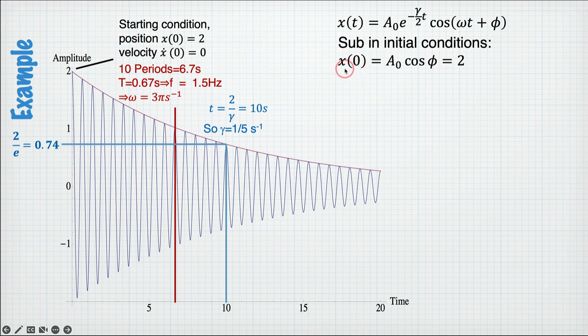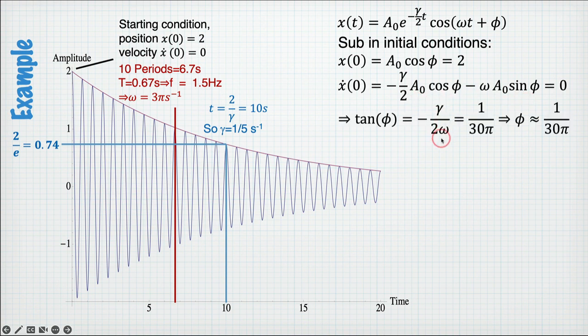So at time equal to 0, the position is equal to 2. So we have A0 cos phi is equal to 2, but that's not enough because we don't know A0 or cos phi. We can use the derivative of this function here at time equal to 0 and set that equal to 0 because the initial velocity is 0. And we have this equation. This can be used to solve for phi because we can take one of these terms to the other side, divide through by cosine phi, which gives us tan phi in terms of gamma and omega.